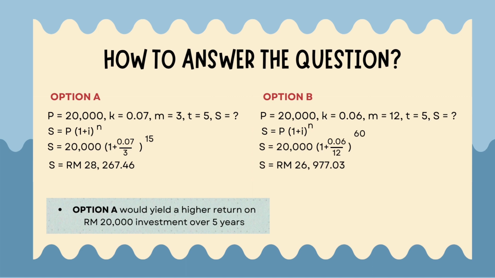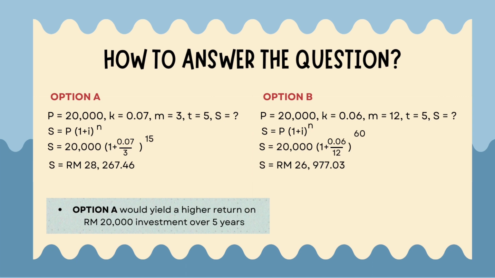For option A, S equals P, which is 20,000, in brackets 1 plus I, which is 0.07 over 3, close bracket to the power of 15. 15 is the result of multiplying 3 and 5. After calculation, the answer for S is 28,267 ringgit 46 cent.